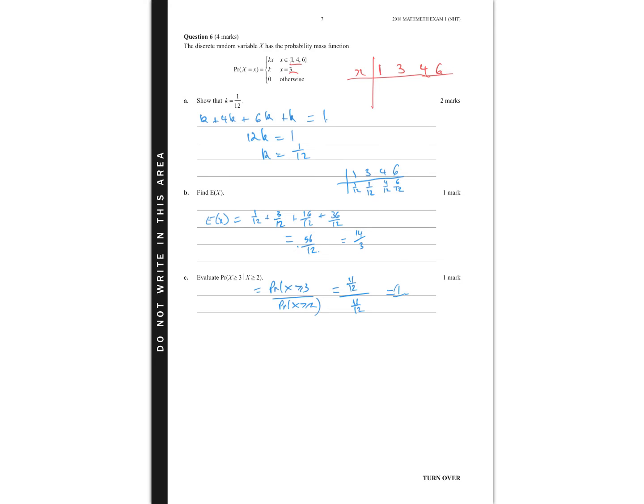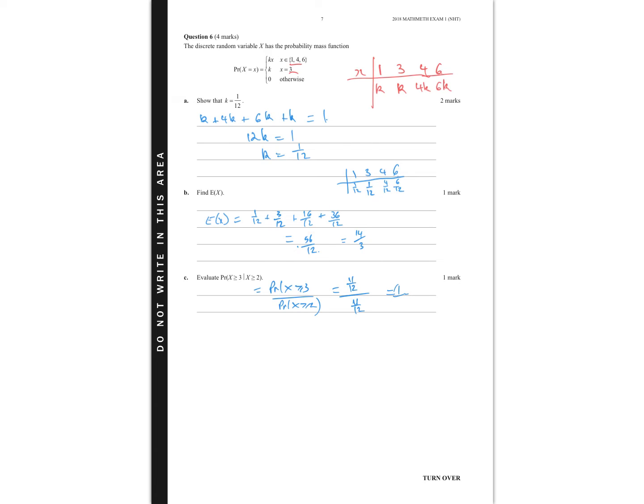And if x is equal to 1, I get k. Sorry, if x is equal to 3, I also get k from the second line. If x is equal to 4, I get 4k. I get 6k for 6.